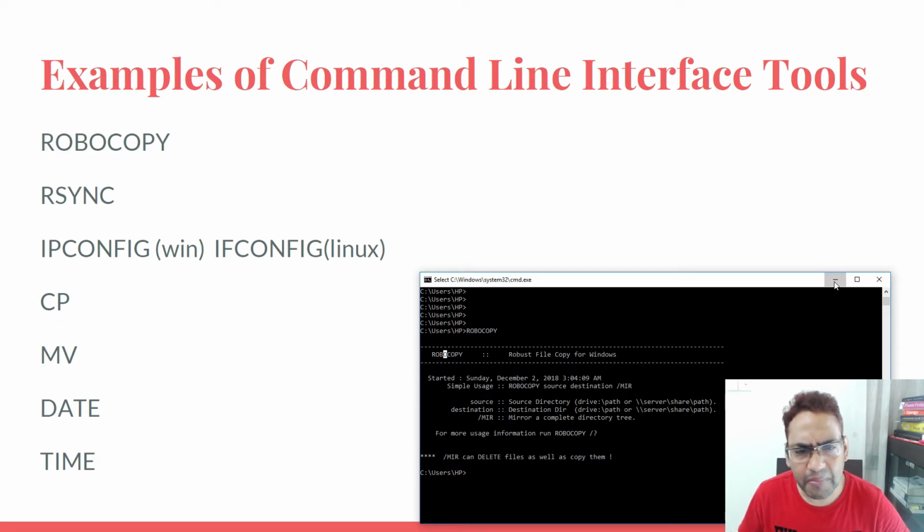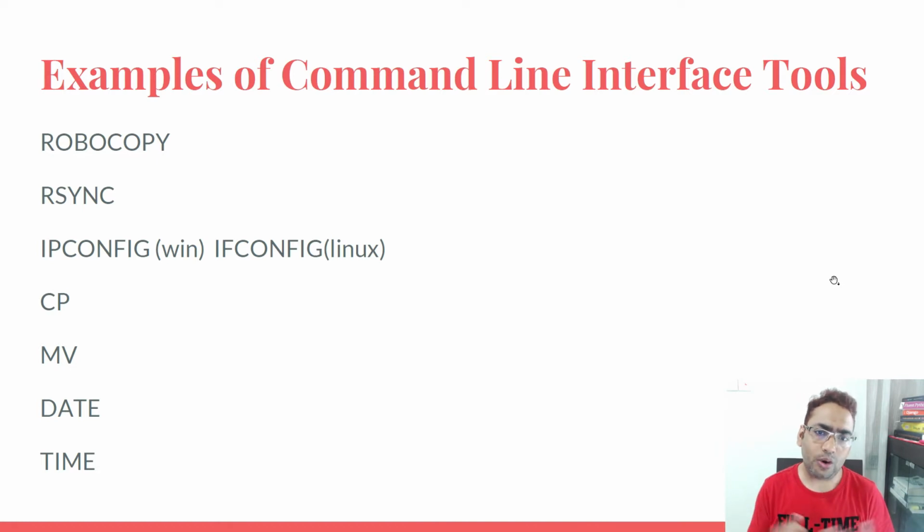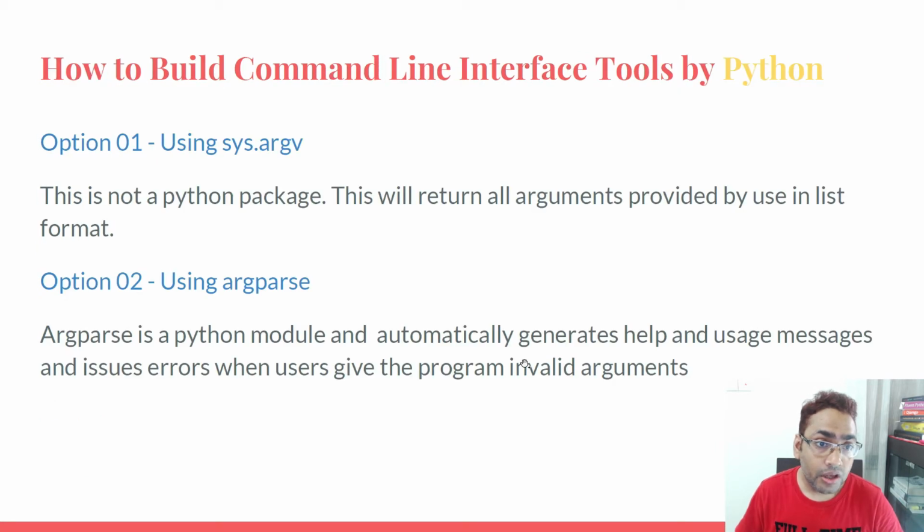There are many command line tools, and all the UIs are actually built on top of them. Whenever you right click, copy and then paste, in the background these kinds of commands are executed inside your operating system. So behind every GUI or graphical interface there are command line tools running to make the software work. Okay, so how can we build these command line tools with Python? That's the big question.